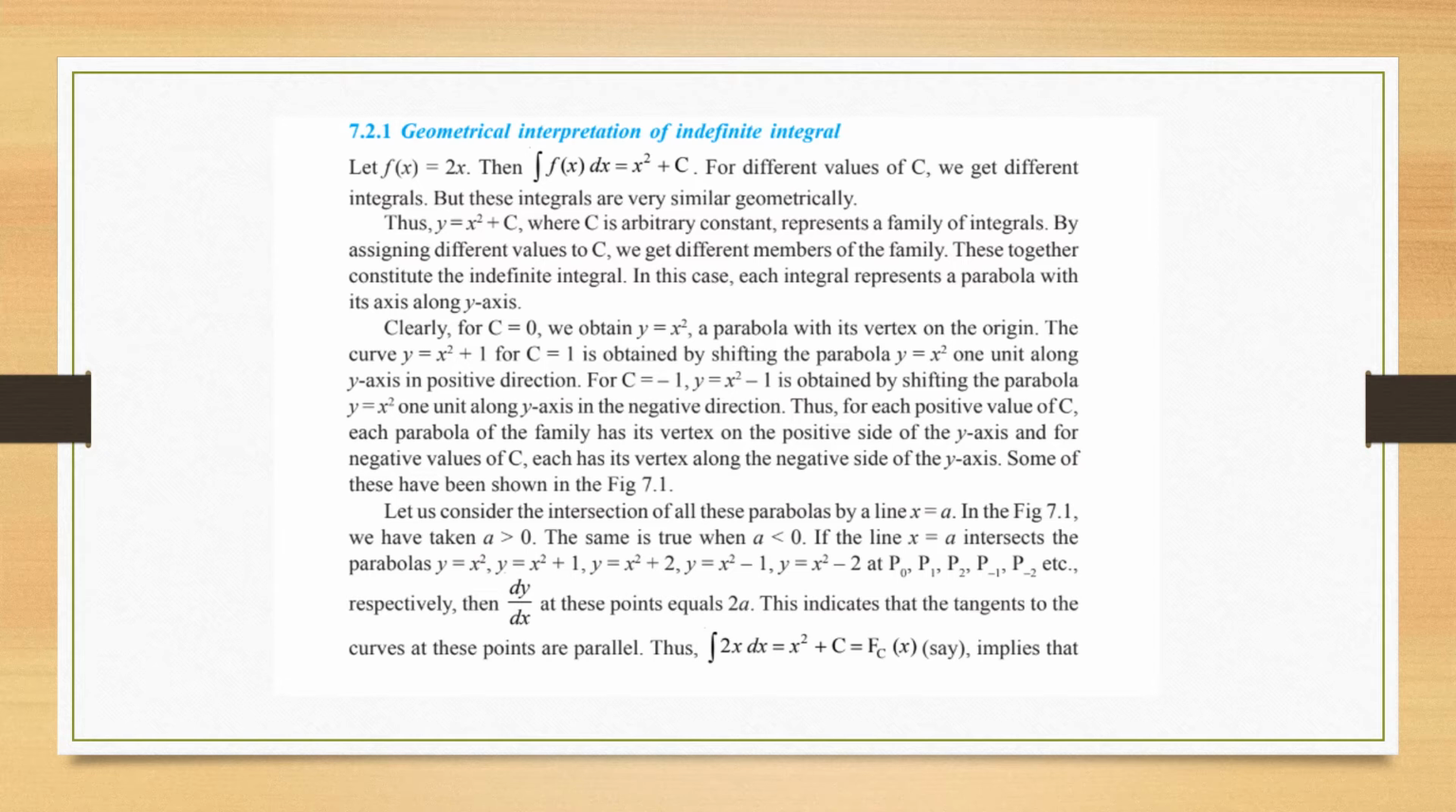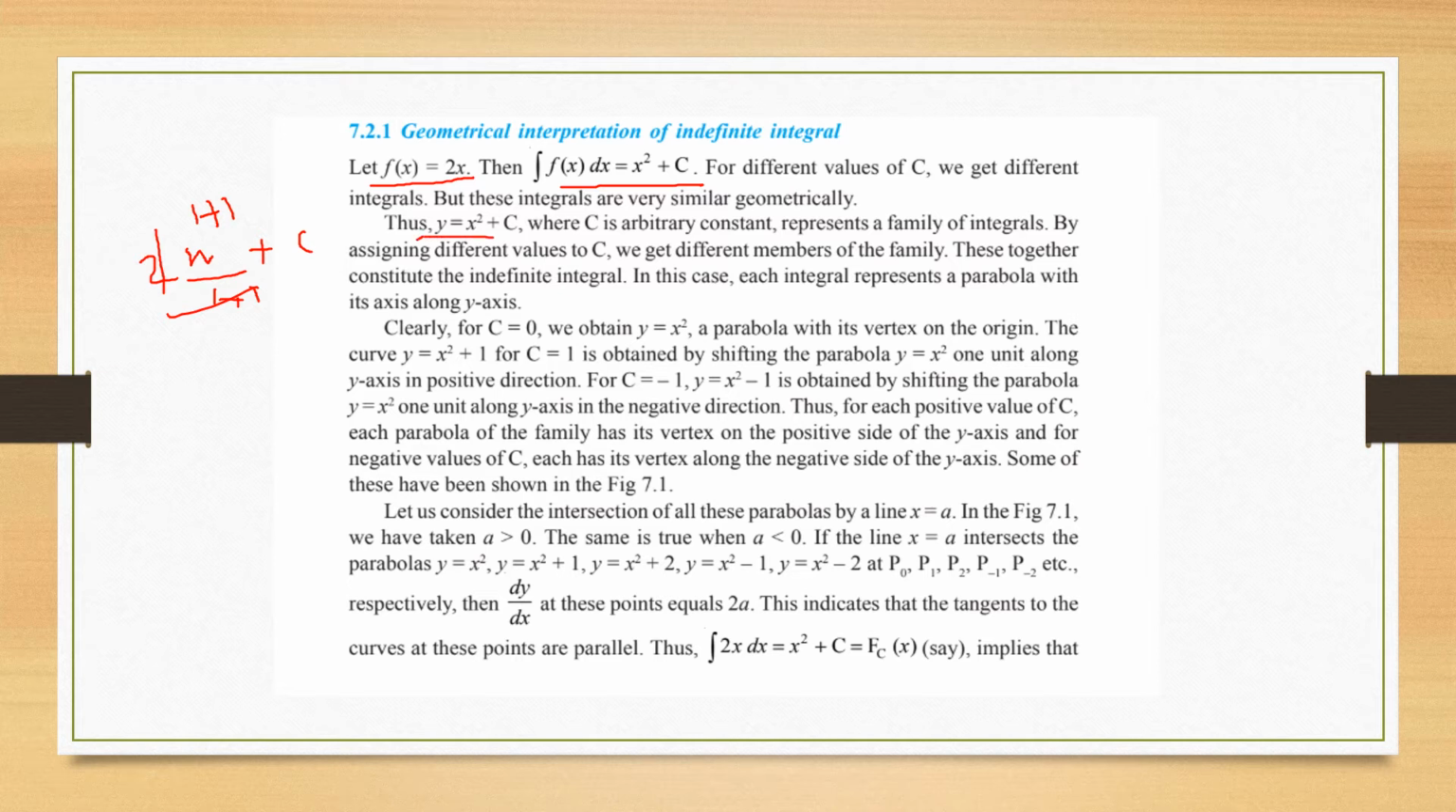Okay, so let f(x) be a function 2x. You know, then integral of f(x) dx will be x square plus c. How? It will be 2, and x, by the power rule, is x raised to power 1 plus 1 upon 1 plus 1, plus c. Okay, so this 2 and 2 cancel, so I get it as x square plus c.